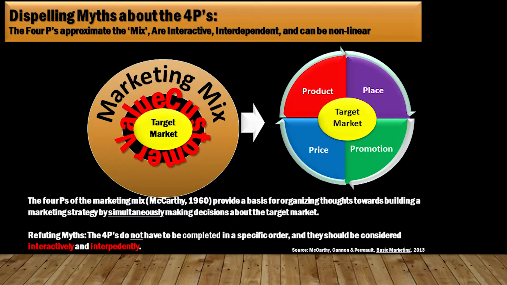So what are those Ps then? Okay, price, product, place, and promotion. So why did I leave promotion last?